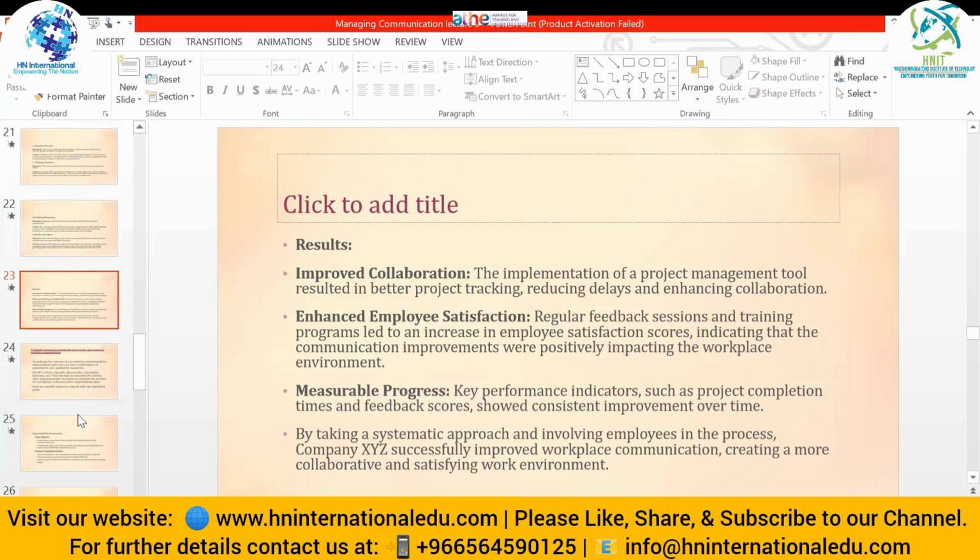So, we discussed the points first, and then we implemented them as a case study, as an example, of how we can face these problems in reality and how the plan could be in real life as well.